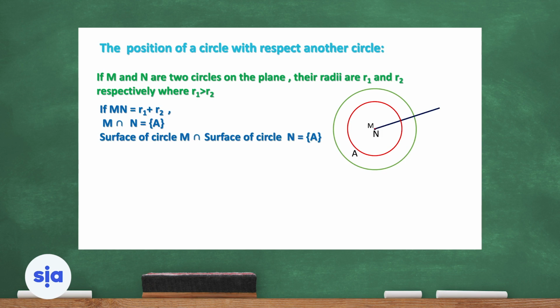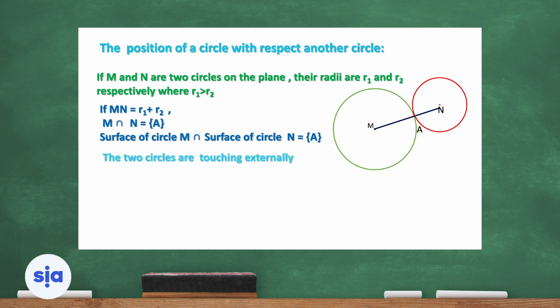In here, if we have circle M and N as two circles on the plane, with radii R1 and R2 respectively, where R1 is greater than R2. So here, if MN equals exactly R1 plus R2, this means that, as we're going to see here, these two circles are tangent to each other. So the intersection between the two circles, M and N, is at point A. So here, the surface of circle M intersects the surface of circle N exactly at point A. So this means that these two circles are touching externally.